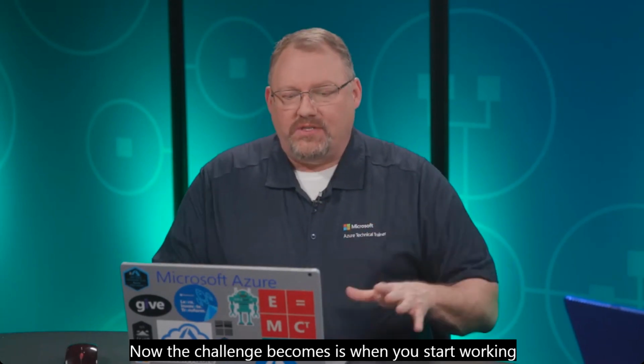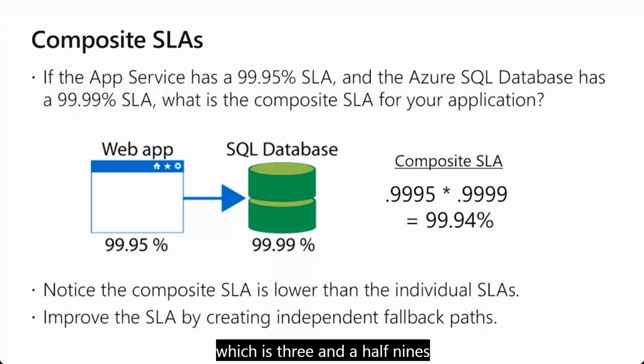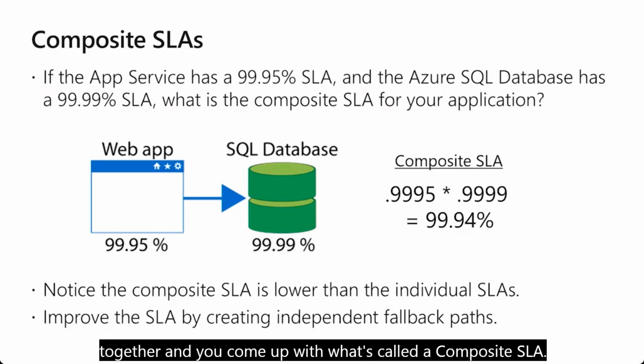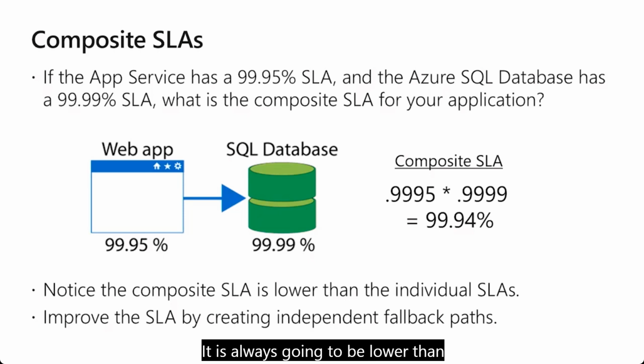Now the challenge becomes when you start working with multiple Azure services that have different SLAs. As of the writing of this slide, we had an SLA for the app services, which is 3.5 nines, and Azure SQL Database had 4 nines. How do you calculate what the actual service level agreement is? You calculate it by multiplying the two percentages together, and you come up with what's called a composite SLA. It is always going to be lower than the lowest individual SLA, and the reason is we have to factor in multiple points of failure here. We could have a failure at the web app, which impacts the SLA for SQL, and vice versa. So we have to be able to calculate it, and that would be what we'd have to adhere to as Microsoft for the SLA for that solution.